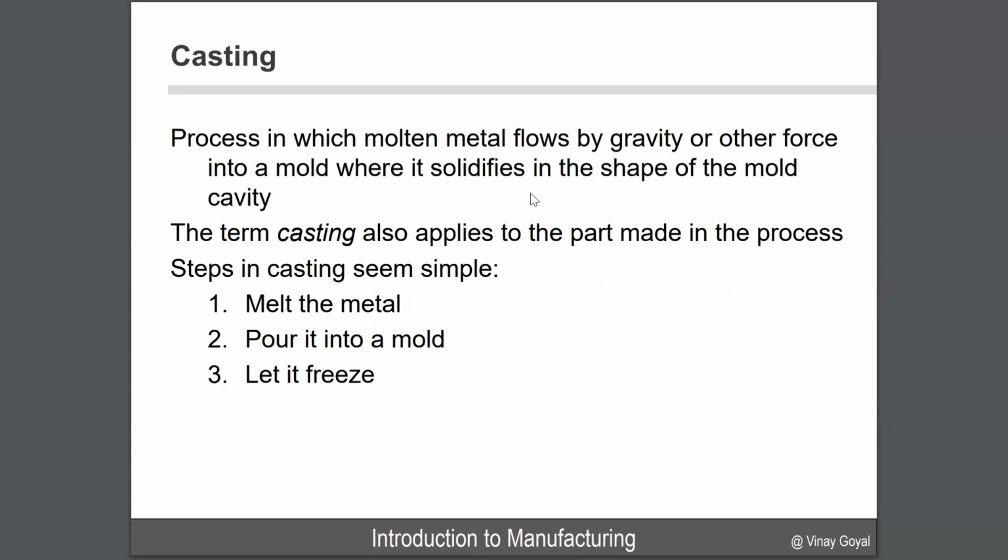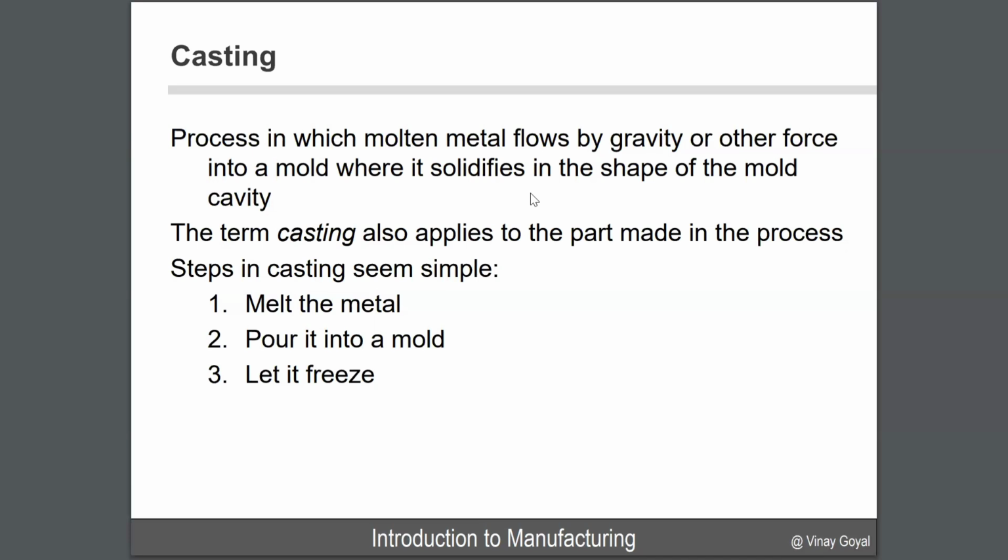And so what is casting? It is the process in which you take a metal that's molten and then it flows by gravity or some other force, right? And you force it into a mold. It could be again through gravity or an external force, and then it will fill that cavity, and then you're going to solidify the molten metal into the shape of the mold cavity. And so in essence, by solidifying that shape that was fluid, we call that the casting process. And that term casting also applies to the part made in that process.